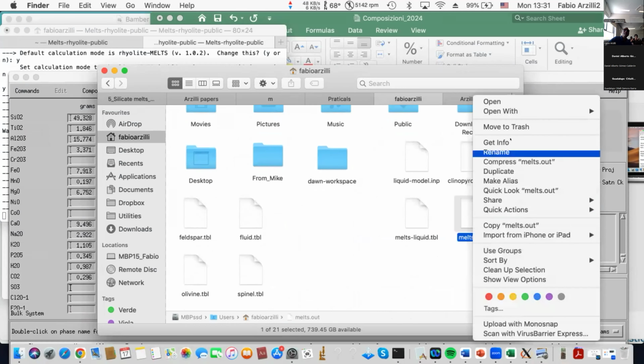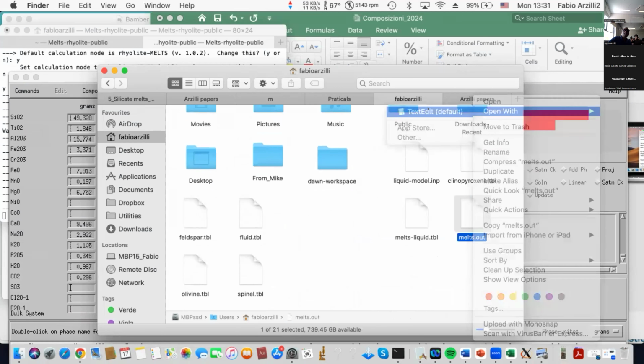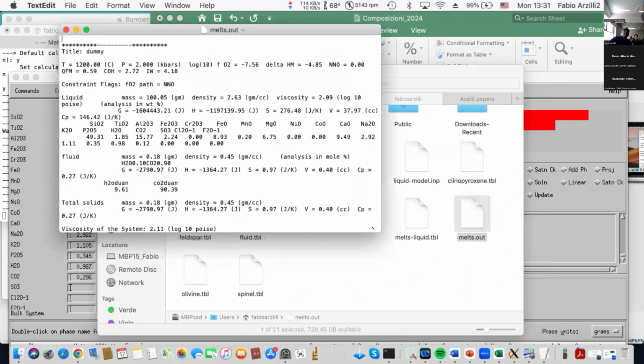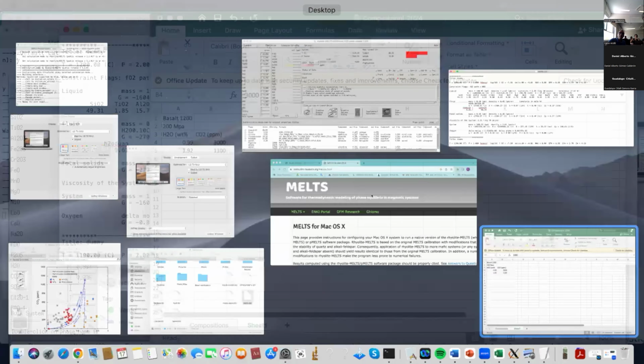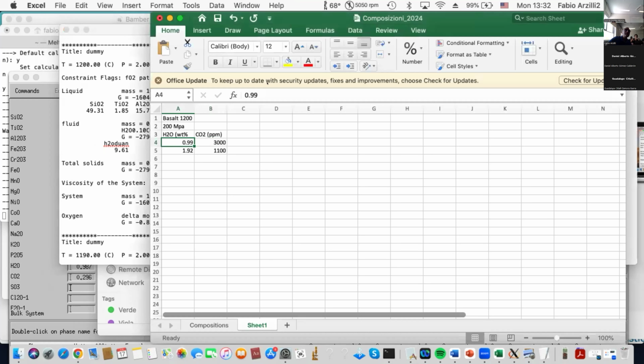Okay, and now we have 0.98 as the solubility of water at 100 megapascal. So it's close to 1 weight percent of water. With this water, the amount of CO2 is basically 1,200 ppm. So in our Excel file, we put 0.98 and 1,200.